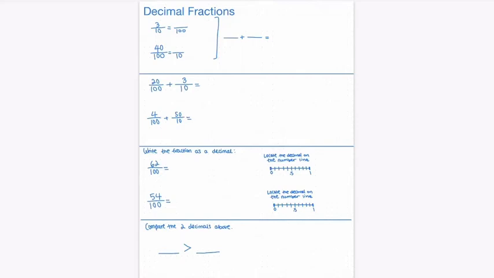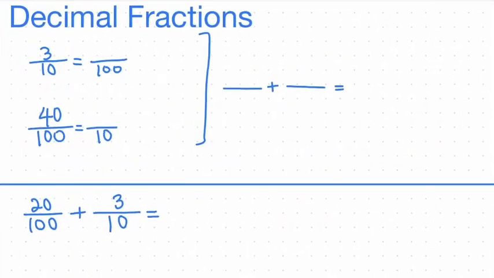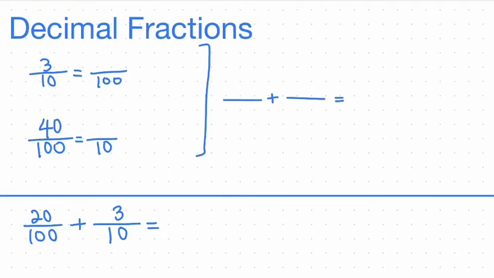Hi guys, today we're going to learn about decimal fractions. So, the first problem here, it says 3 over 10 equals blank over 100.